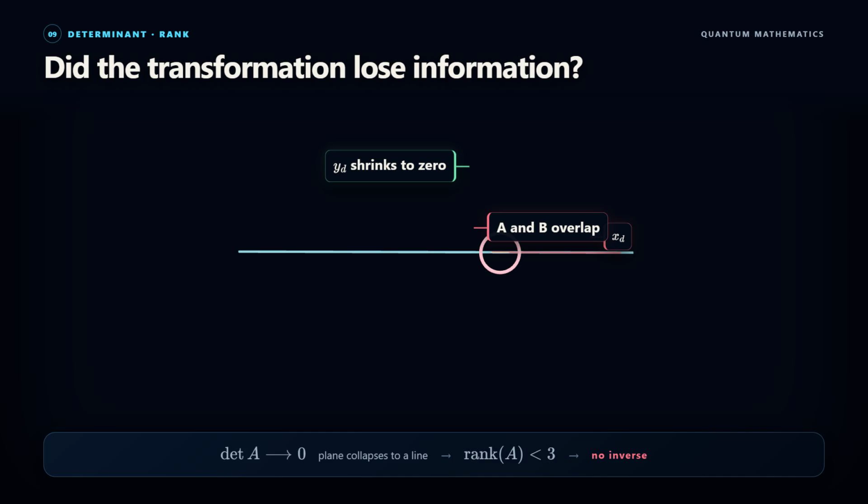Non-zero determinant means the square transformation preserves enough independent information to be reversible. Zero determinant means that information has been collapsed.